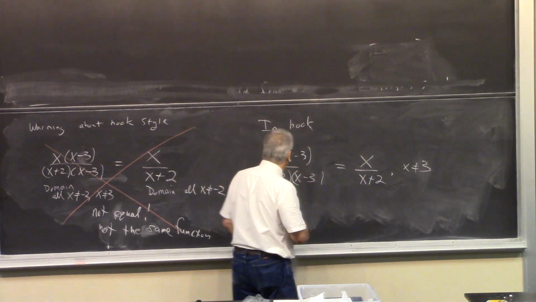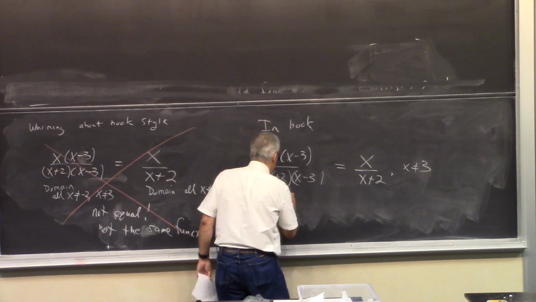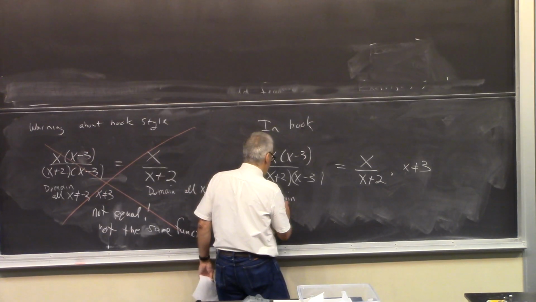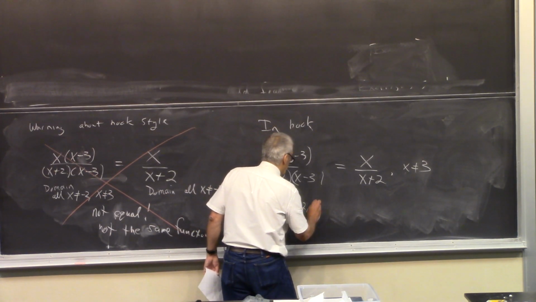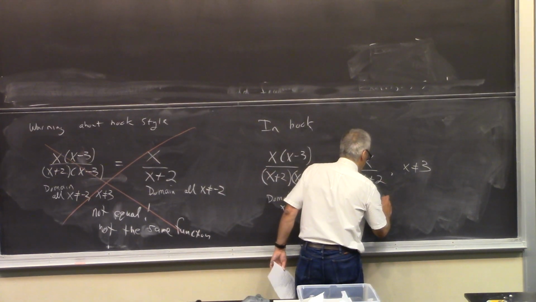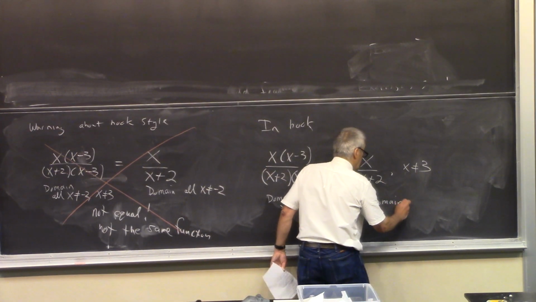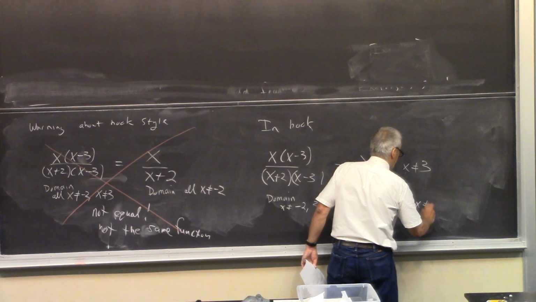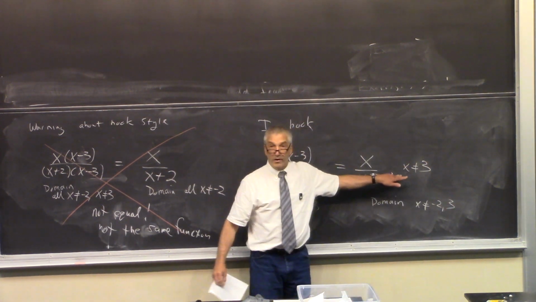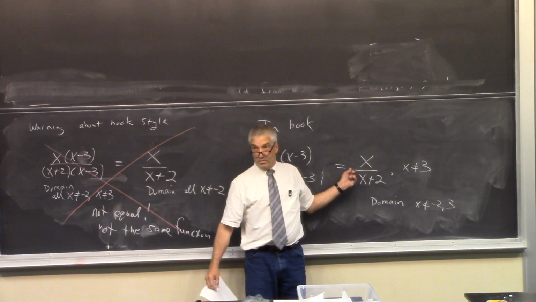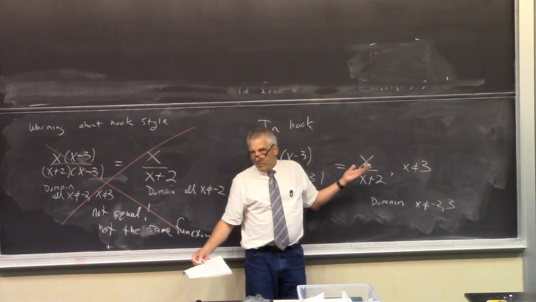But what this is saying is the domain here, of course, the natural domain, is all x not equal to negative 2 or to 3. And over here, the domain is all x not equal to negative 2 or to 3. This has been artificially restricted. So now this equation is true. So this is the book's way of explaining this.